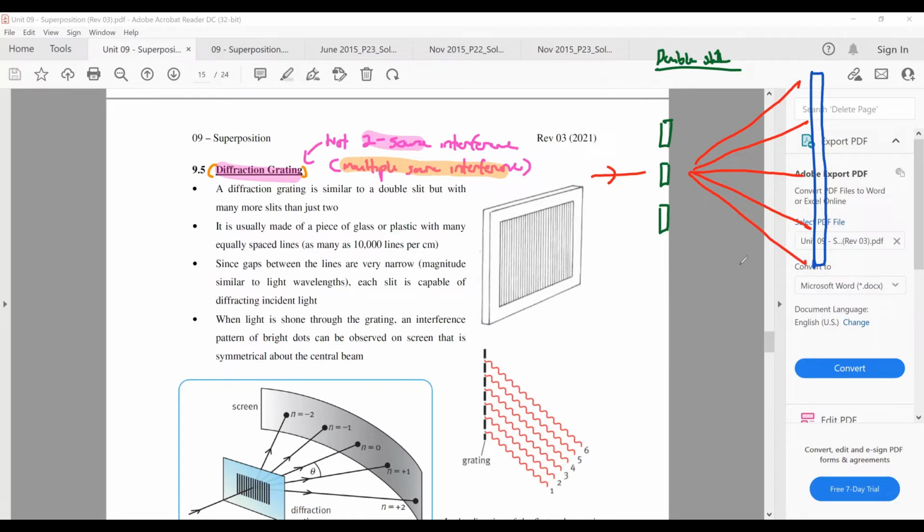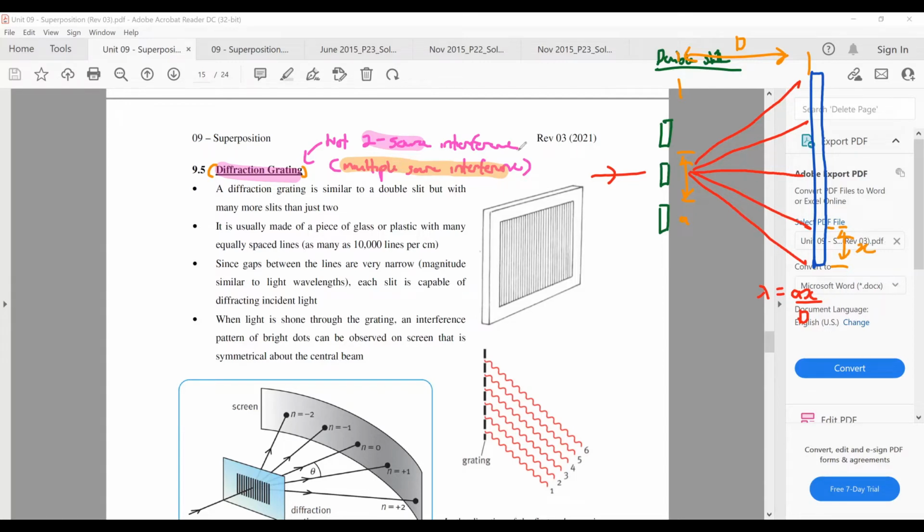And then the equation you use was lambda equals ax divided by d, where we tell you that this one is a, and then this one is d, and then this one is actually x.